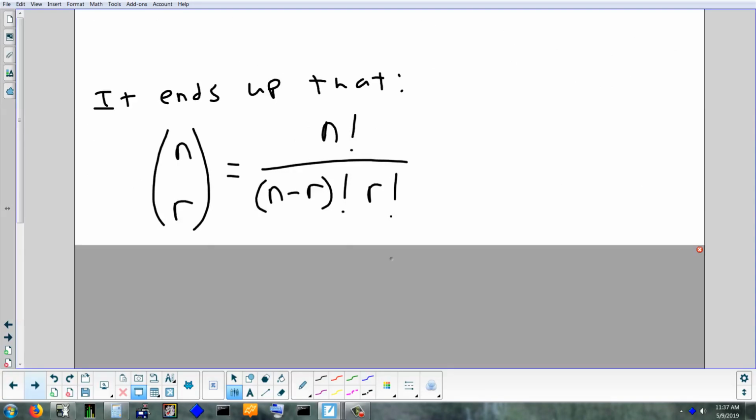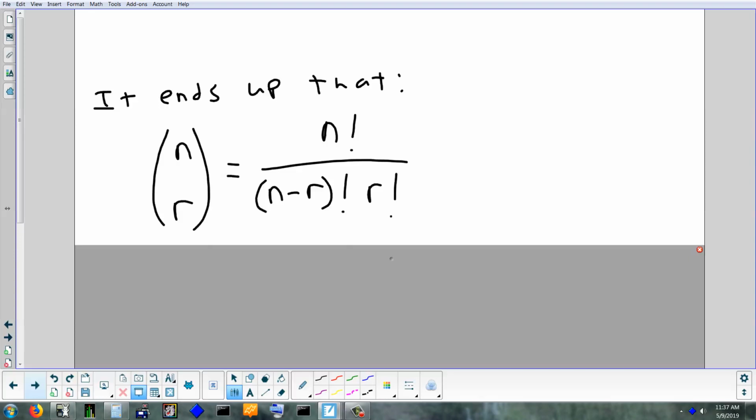Your book gives you the formula, but they do not explain where it comes from. So we could look up where it comes from. I think I did once, but I can't remember off the top of my head. All right. So n choose r is n factorial over (n minus r) factorial times r factorial. You just need to know what row and what column you're looking for.